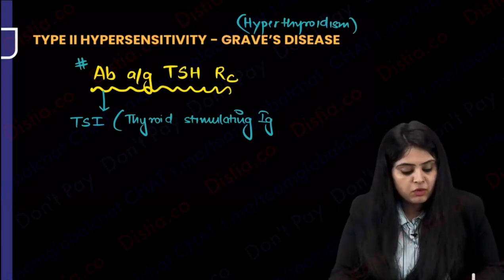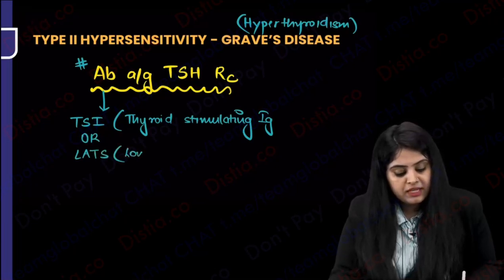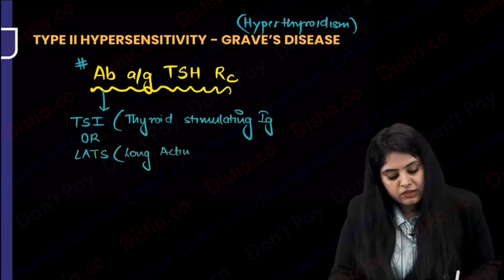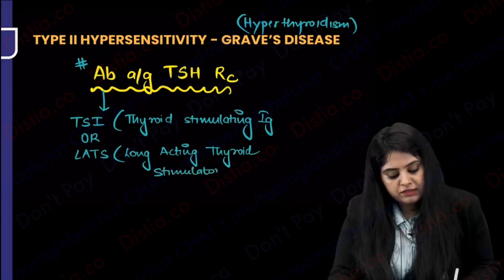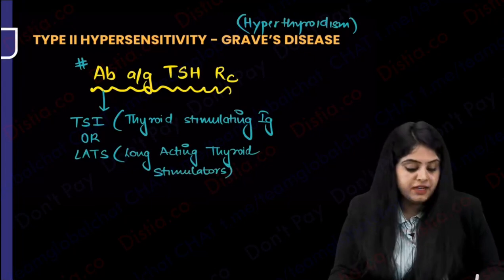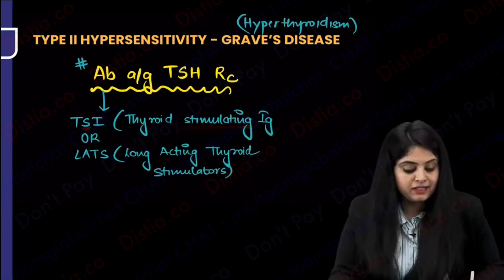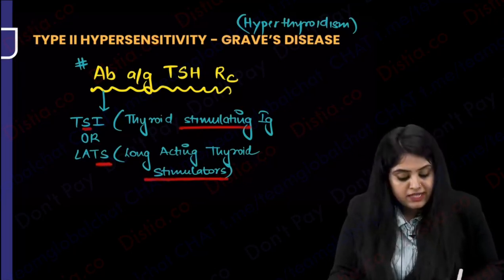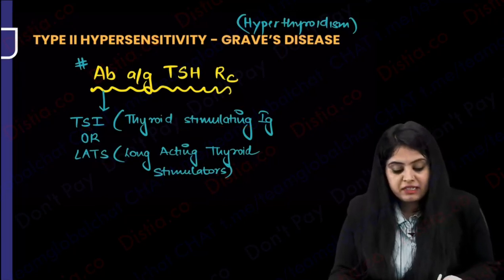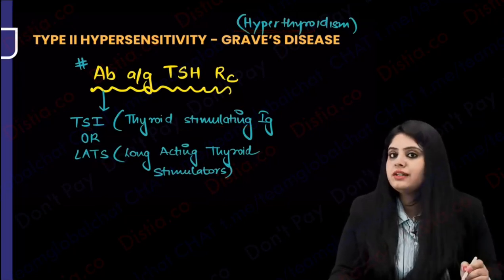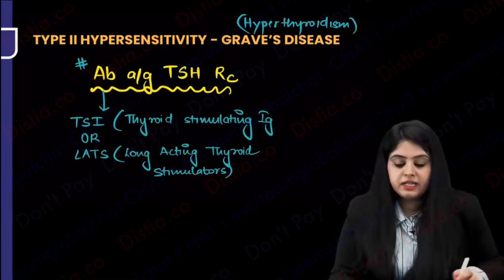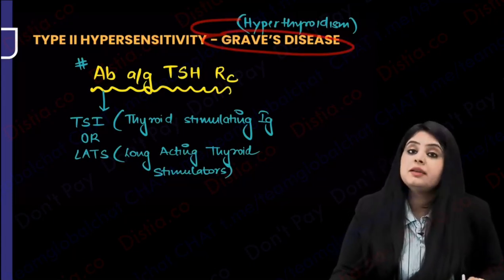Thyroid stimulating antibodies were earlier known as LATs. LATs means the same thing: long-acting thyroid stimulators. So repeating once again, we have TSI, thyroid stimulating immunoglobulins. The word stimulating is coming. LATs, long acting thyroid stimulators. Wherever the word stimulating is coming, it means the thyroid will be stimulated. Now you understand that everywhere the work was getting low, but in Graves' disease I land up with hyperthyroidism.